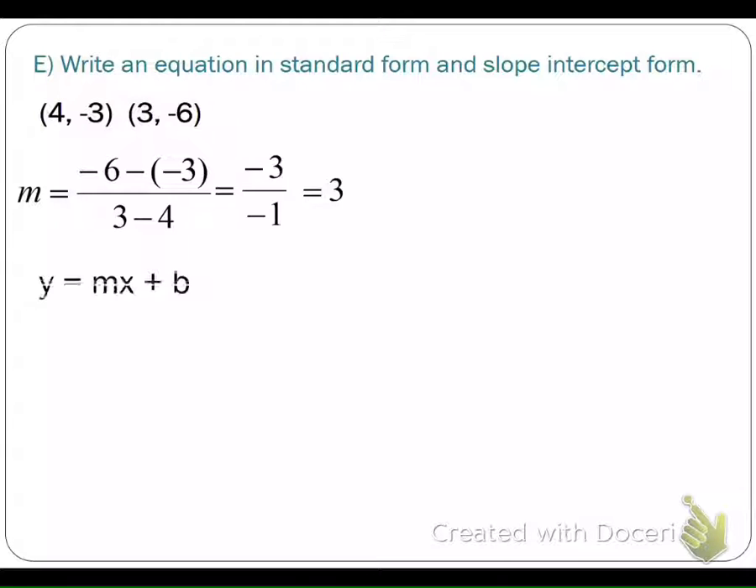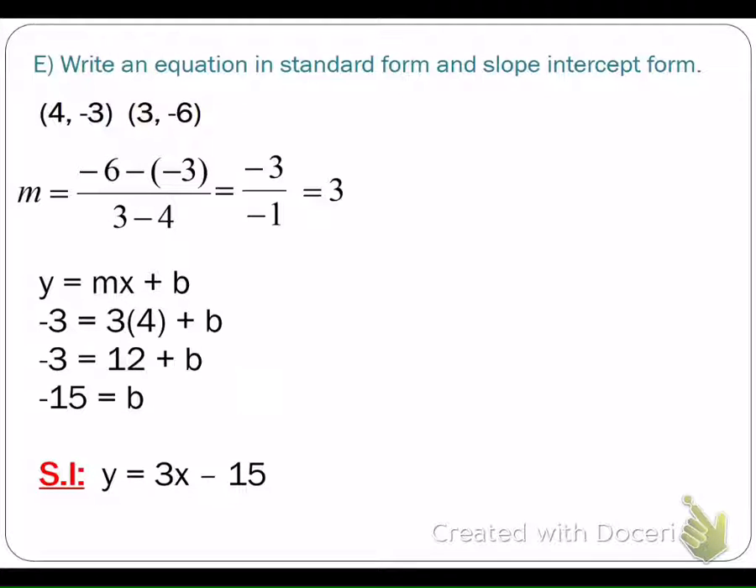Doesn't matter which point you use. I'm going to use the one with smaller numbers. They both involve a negative, so there's no way around that one. So I'm just using that first point for negative 3. So negative 3 equals my m, which is 3, my x for that point, which is 4, plus b. So make that a 12. Subtract 12 from both sides. What is your b? Negative 15. So y equals 3x minus 15. Yup, don't get your m and b confused.